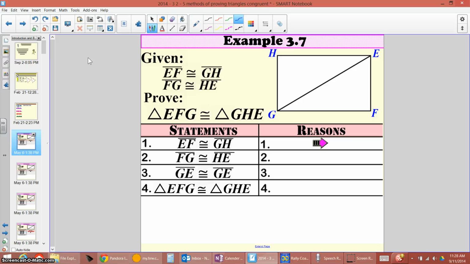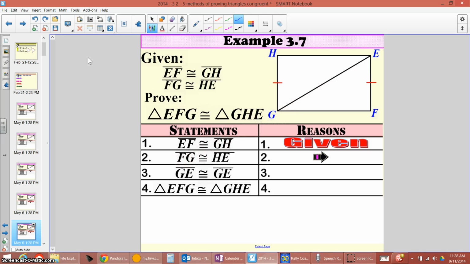Here's an example. If I give you EF and GH are congruent, you need to mark it on the diagram. Here's EF and GH marked. Now I tell you the reason for that is given. FG and HE are congruent. Mark it on the diagram. We're going to use 2 hash marks because I used the first set for the first pair of congruent sides. And then I say the reason for that is given.